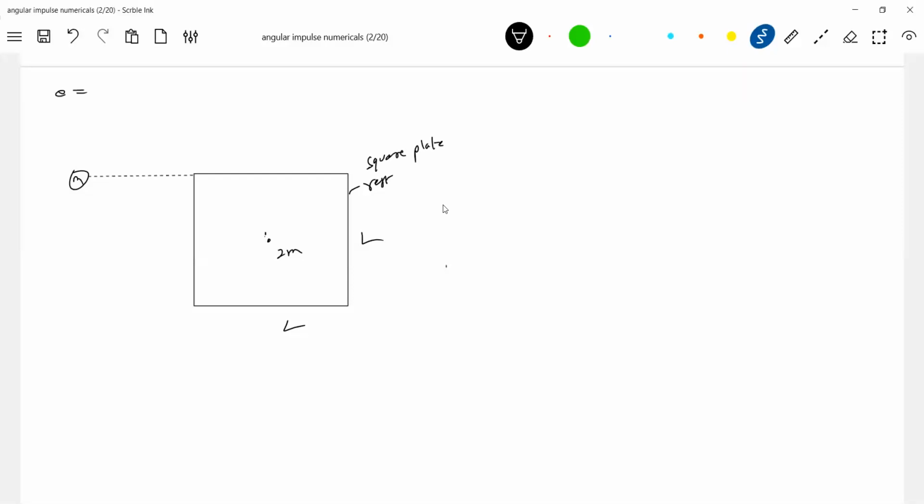So let e be equal to 0, or let e be equal to 0.5. Inelastic collision will take place, and it's moving with a velocity u. What conditions will come here? Yes, in fact, collision will occur. So during collision, what conditions will arise?